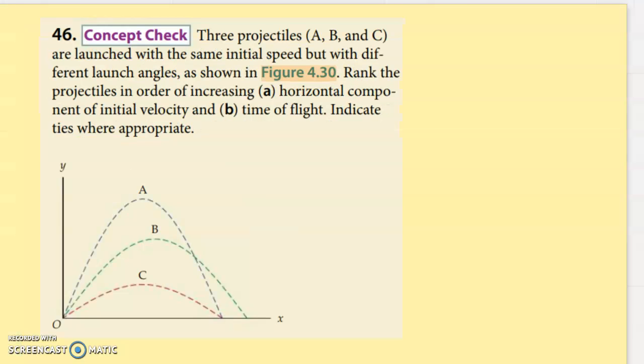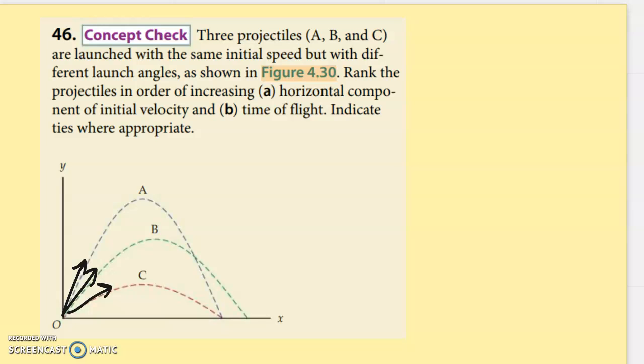46 is a neat one. There are 3 projectiles, A, B, and C, launched with the same initial speeds but with different angles. Rank the projectiles in order of increasing horizontal component of initial velocity. So you see that all of these are the same size. Maybe A is like that, B is like that, and C is like that.